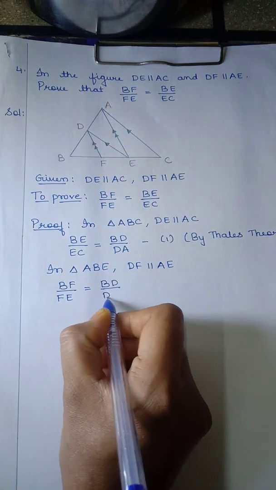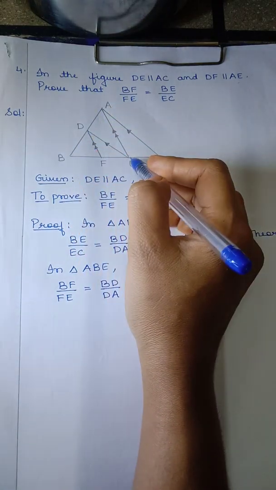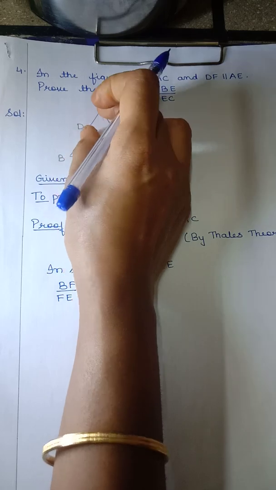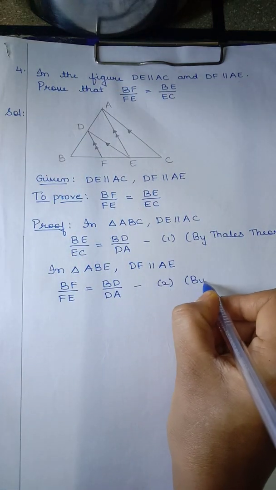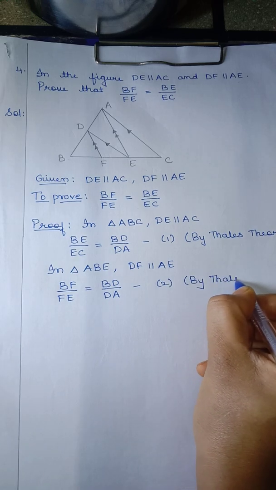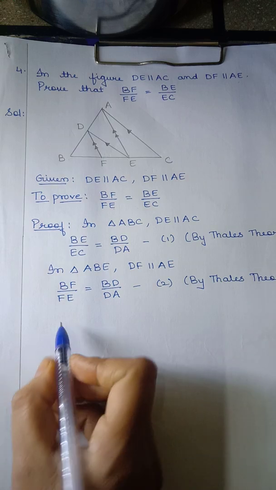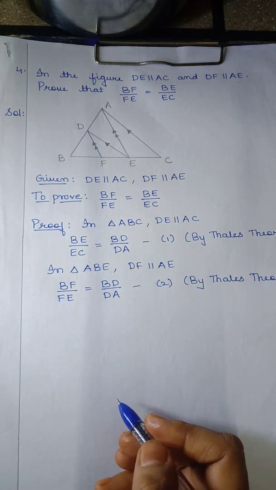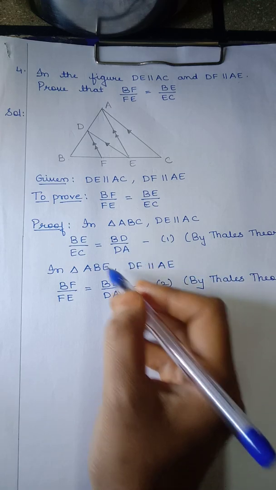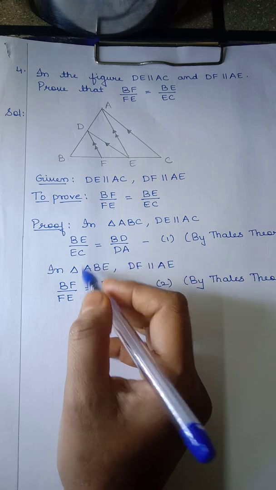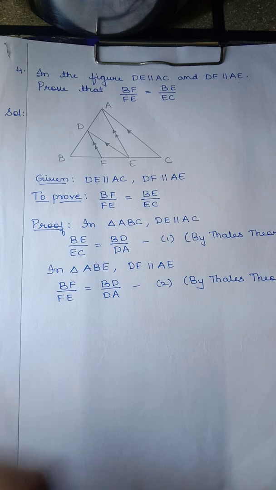BD upon DA is the common side for triangle ABC also, for triangle ABE also. You will have the same ratio BD upon DA. So this is equation 2. Again, the reason is by Thales theorem. Okay, now you can see the equations 1 and 2. In both the equations, you can see RHS are equal, BD upon DA, BD upon DA. So therefore, LHS will also be equal, and LHS is nothing but what is to be proved, that is BE by EC is equals to BF by FE.